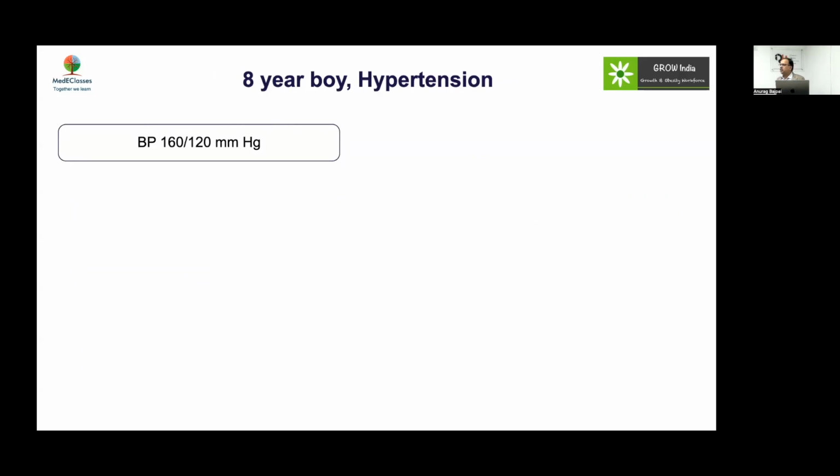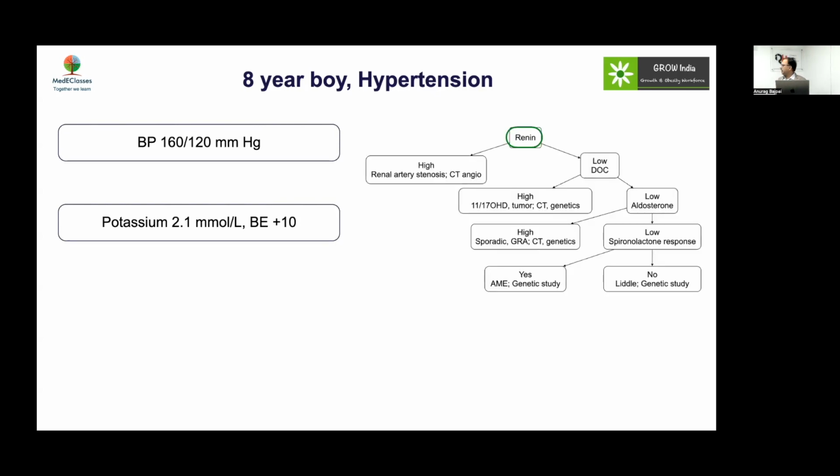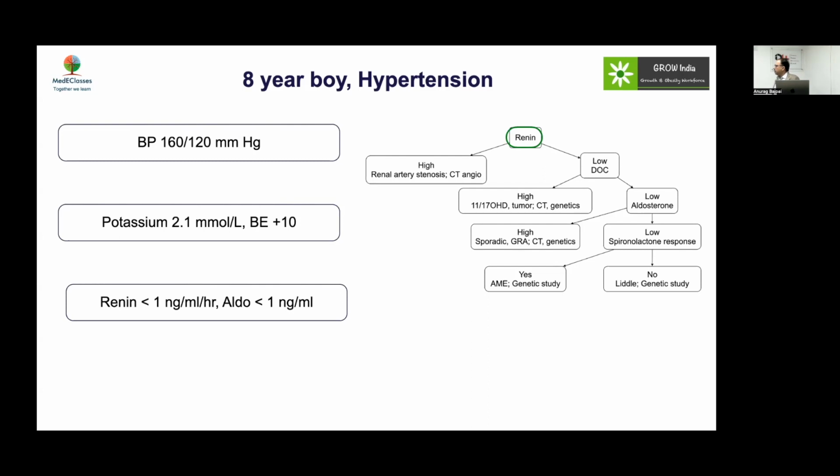8-year-old boy with hypertension, blood pressure was very high, potassium was low, and there was metabolic alkalosis. So Dr. Vibha, we have got hypertension, hypokalemia, and alkalosis. In this boy, no renin, no aldo. So low renin, low aldo. What are you thinking about? So then we have to see the response to spironolactone. As the boy is older, then it is most likely AME. Okay. Could be. Now, anything else?